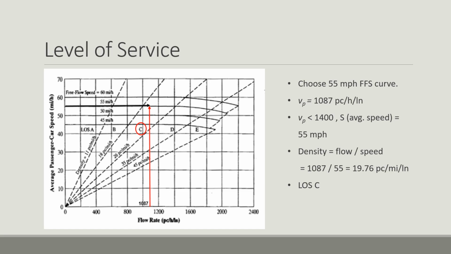Because our flow is less than 1400, the average speed will be 55 miles per hour, same as the free flow speed. And to have another check, we calculated the density, which is flow over speed, and we got 19.76 passenger cars per mile per lane, which is also in the range of the density for level of service C. So that's another check to make sure that this direction has level of service C.